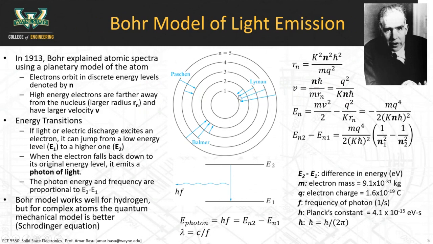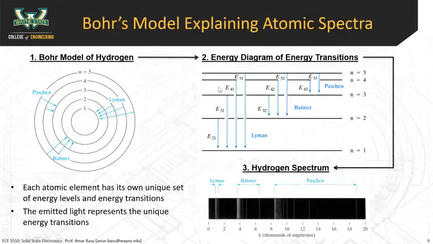So the energy transitions that end at energy level 1 are called the Lyman series, the ones that end at 2 are called the Balmer series, and the ones that end at energy level 3 are called the Paschen series. So you see that a particular atom will have a series of energy transitions.